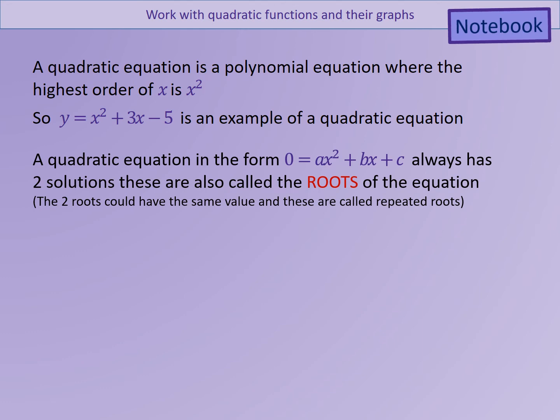If that quadratic is equal to 0, then there will always be two solutions, and those solutions are called the roots of the equation. Now you might have two distinct real roots, in other words, two different values. You might have two repeated roots, which is where you've got two values that are the same as each other, or you might have no real roots, in which case you will find that you can't solve the equation given.